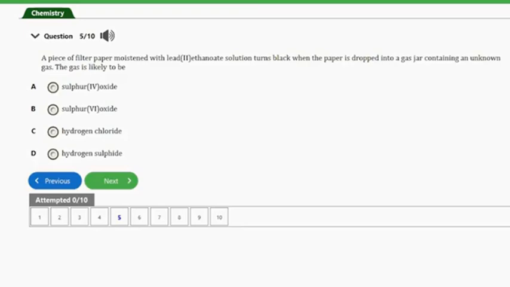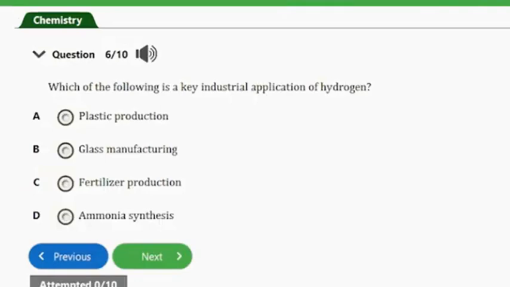The answer to this question is option D, that's hydrogen sulfide. Hydrogen sulfide can act as a precipitating agent by reacting with lead 2 ethanoate solution. In this reaction, lead sulfide, which is black colored, is formed along with ethanoic acid. So that's it for this question. Let's consider the next question.